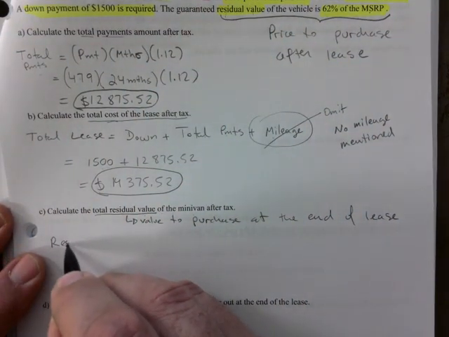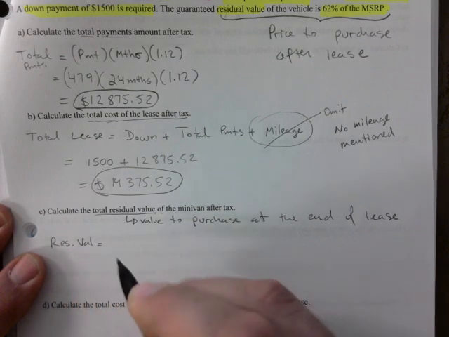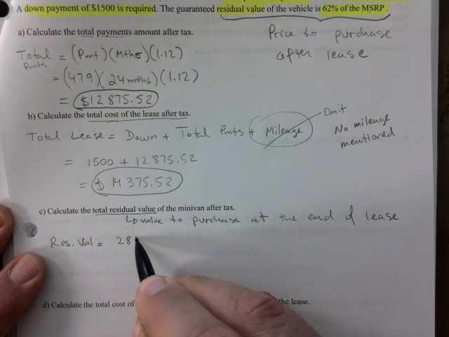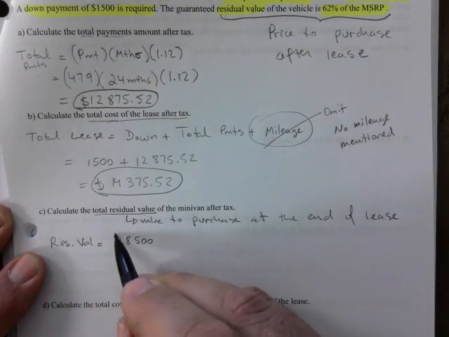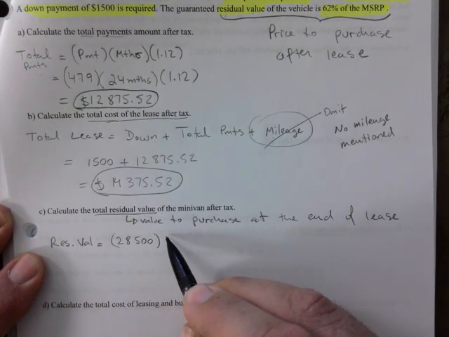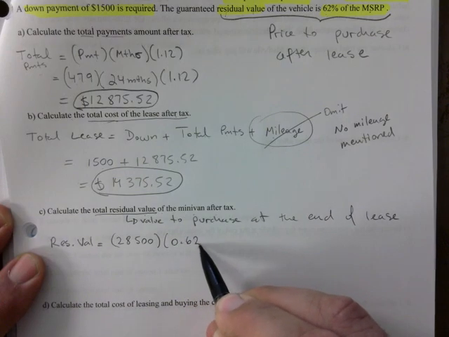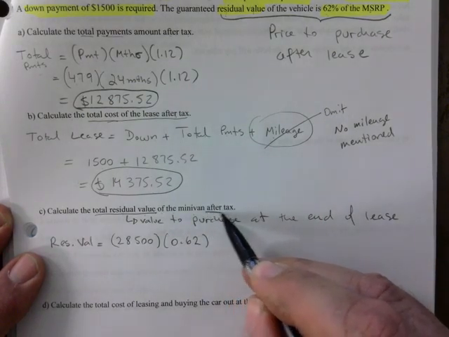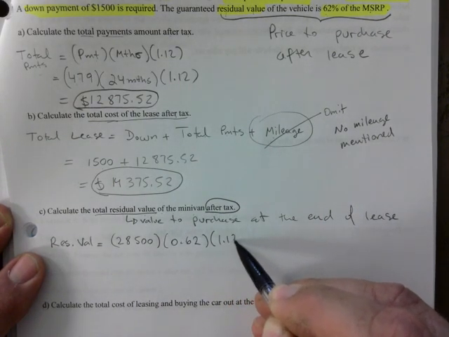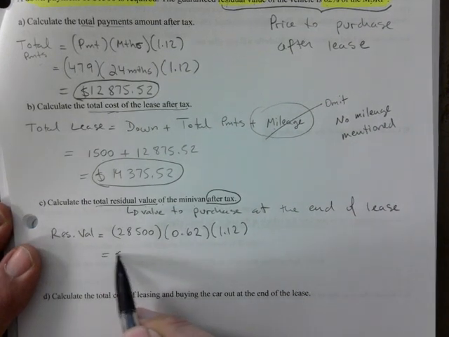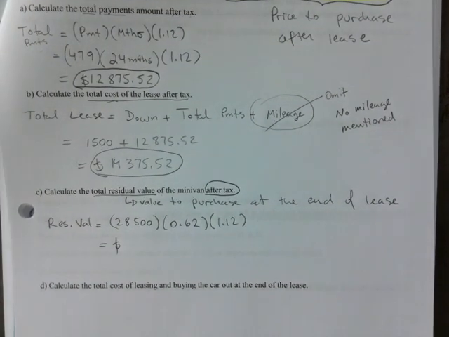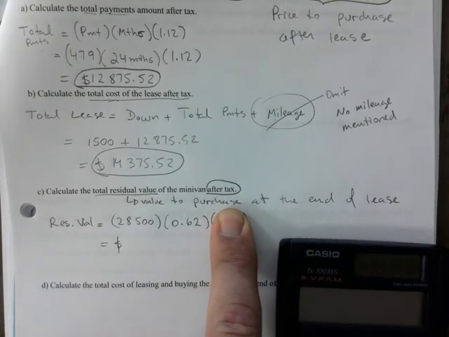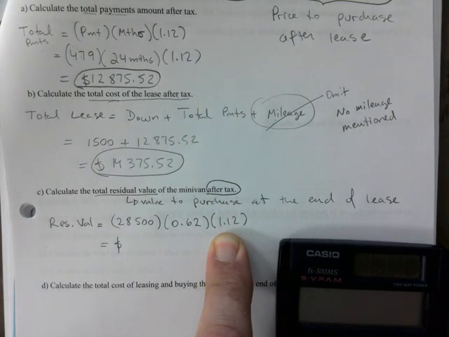So residual value is going to be 28,500. Multiply that by 62%, which is 0.62, 62 divided by 100. And it does say after tax, so times 1.12. All right, grab your calculators, type that in. See if you get, so this will be before taxes. As soon as you slap the 1.12, it's after tax.